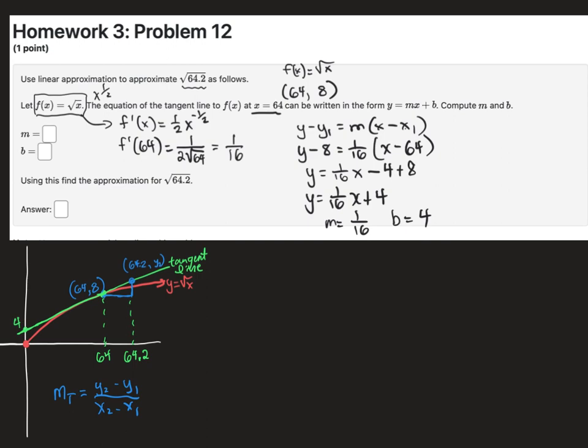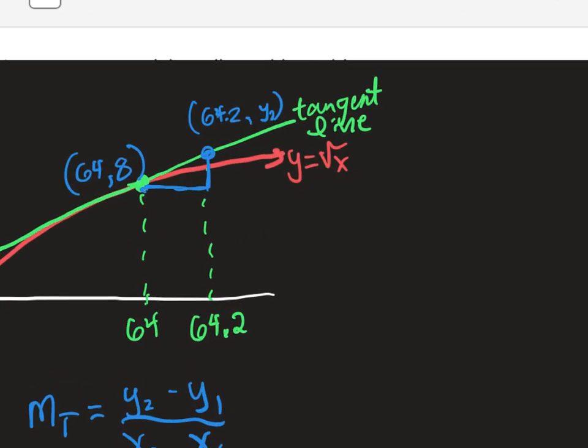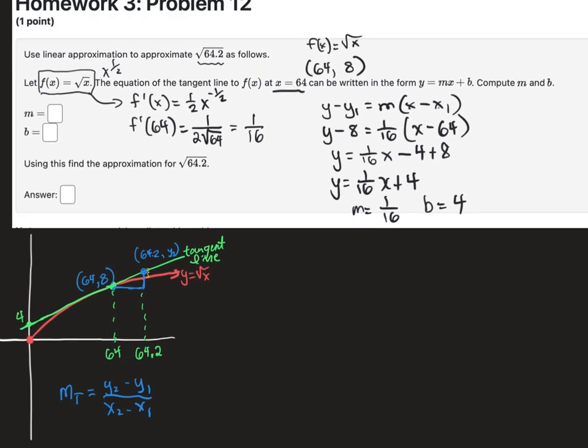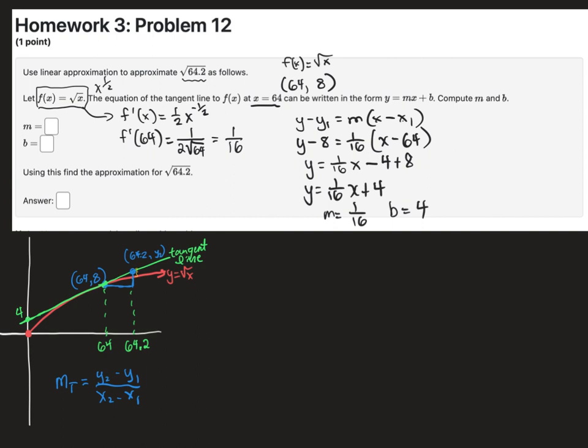Now, yes, it would be slightly different. Let me zoom in. This part here, from here to here, would be the error between what we're going to estimate and then what it actually is on the red curve. But that's okay. It's an approximation. It's going to be a pretty good answer. Okay, so now we're on to the next part, which is finding the approximation.